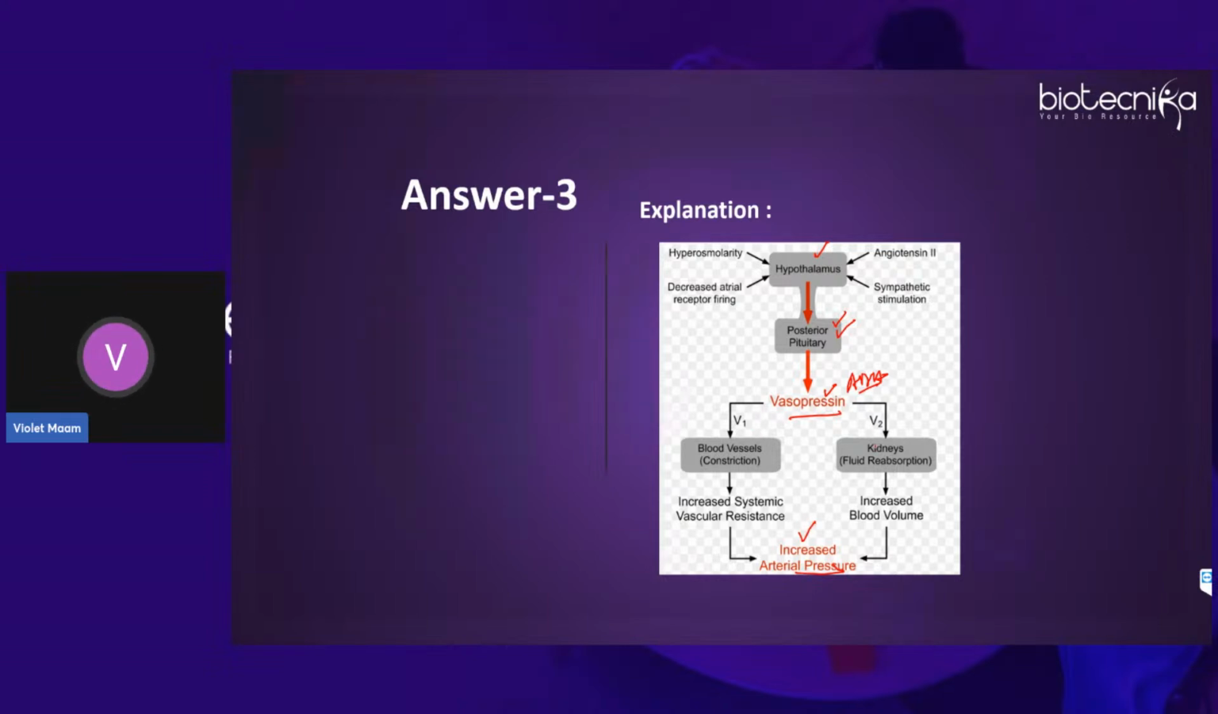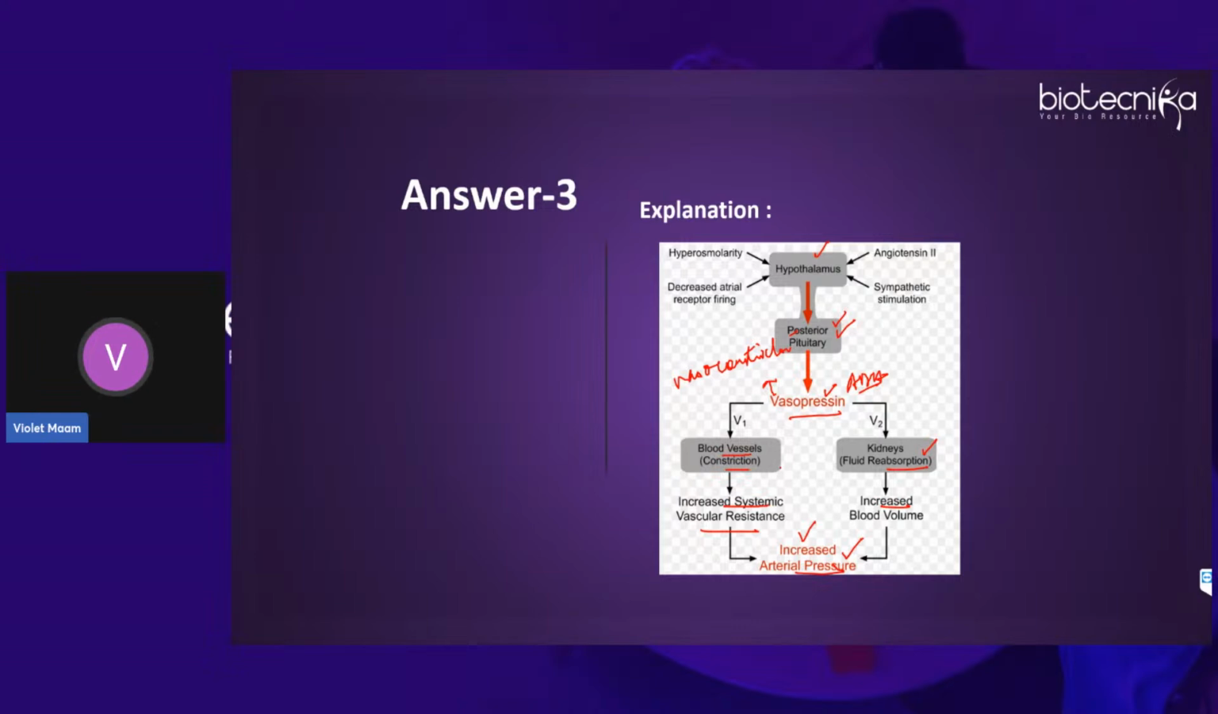So there are different receptors, V1 receptors. Blood vessels will undergo constriction. Remember, vasopressin is always a vasoconstrictor. That is another important point that we should remember. It will increase the systemic vascular resistance, so that is why blood pressure will increase. And in the kidneys, what will it do? It will help in water reabsorption.